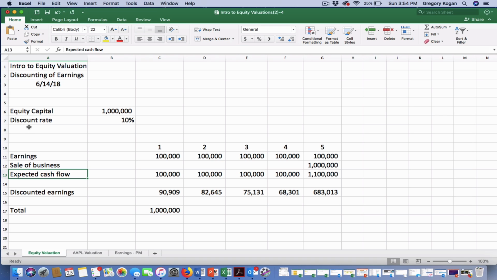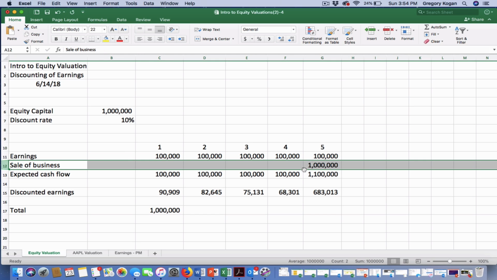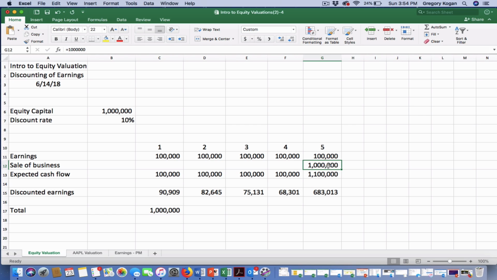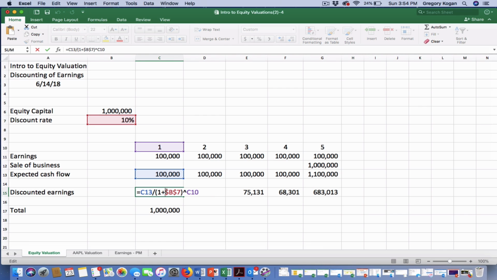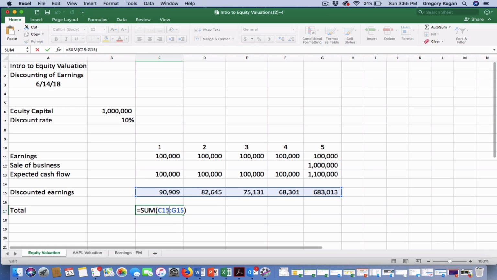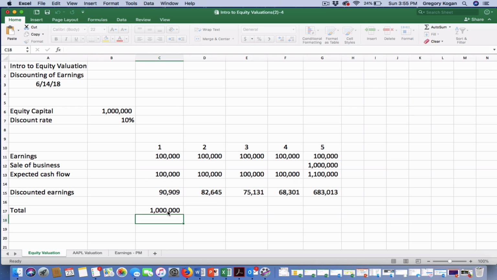So this is an example I wanted to show. Say there is a business that has earnings for 5 years of 100,000, then you could sell it for $1 million. What is the value of the business today? So 100,000 in cash flows a year and $1 million on the way out. What are the total cash flows? These are expected cash flows per year. All you have to do is discount them. If the discount rate is 10%, the value of the business turns out to be $1 million. That's basically what it would be worth today.